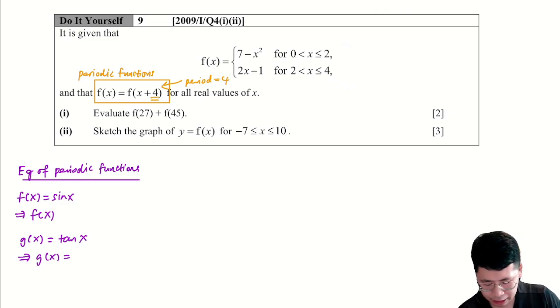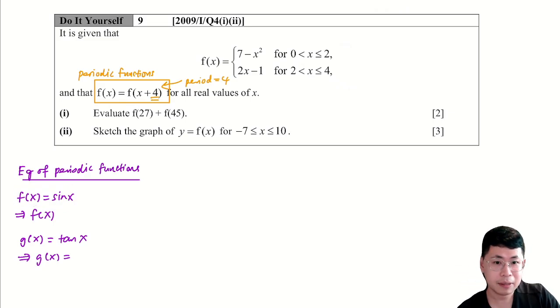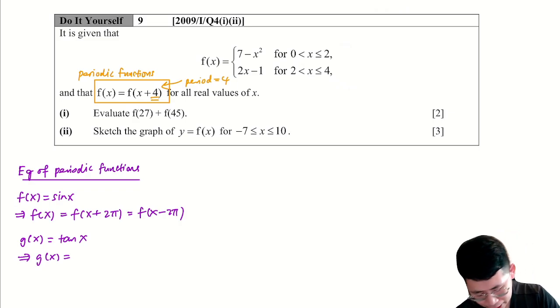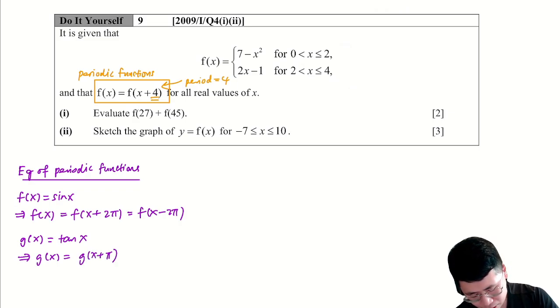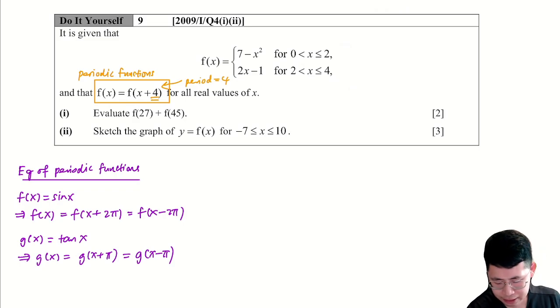Okay, so in A-Math, we've already seen that for f(x) equals sin x, what's the period of sin x? It is 2 pi, correct? So f(x) is actually f(x plus 2 pi), or actually f(x minus 2 pi) also can. In the same way, for tangent x, what's the period for tangent x? The period is actually 180 degrees or pi. So it can be expressed as g(x plus pi) or g(x minus pi) also can. Okay, so this is how we write out the periodic function, because the period is 2 pi. Okay, so something like that.